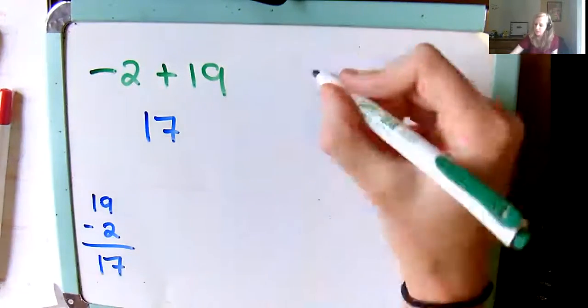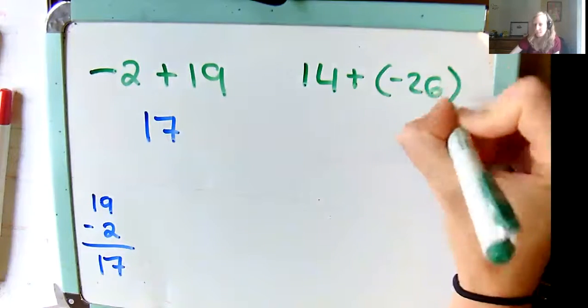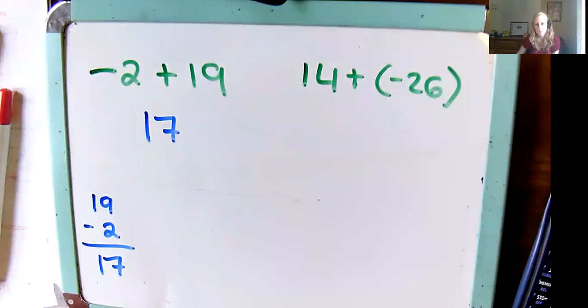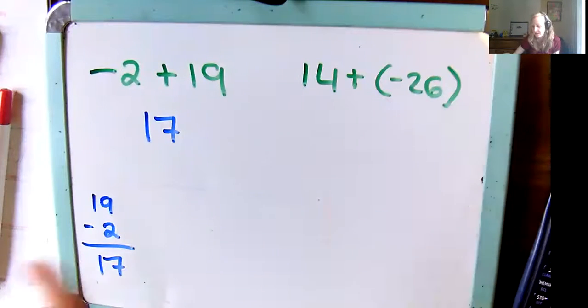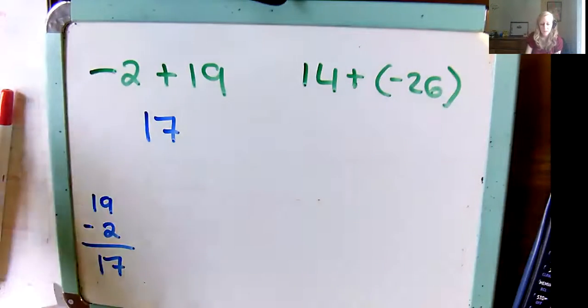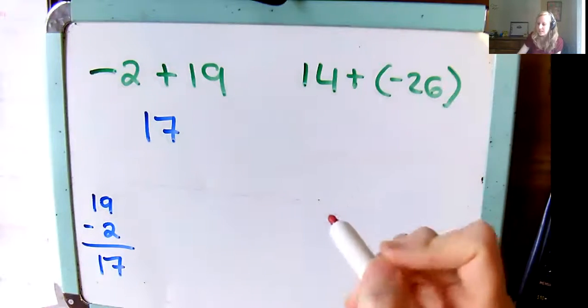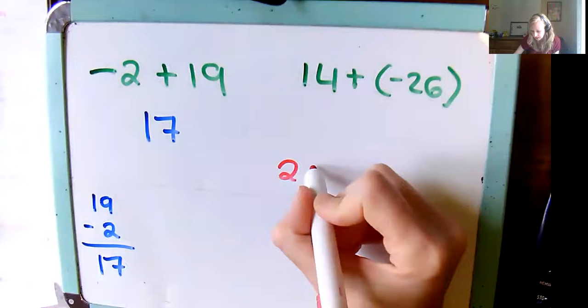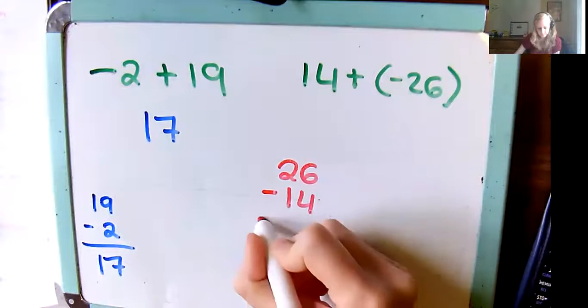Let's try another one. 14 plus -26. Ask yourself, what operation am I doing? Are my signs the same or different? I'm adding a positive 14 and a -26. What is the rule for adding integers that have different signs? Take the bigger number, just the number, don't worry about the signs right now. Subtract the smaller number.